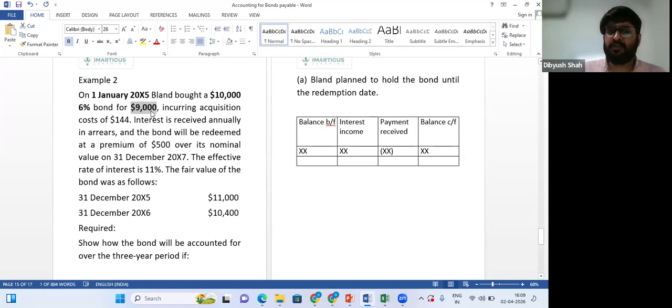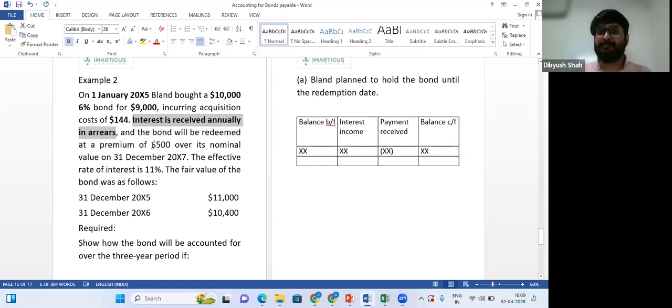Incurring acquisition cost of 144. So they also incurred an acquisition cost of 144. And of course, this is amortized cost, so it has to be taken to the balance sheet, capitalized, not written off in P&L. Interest is received annually, once in the year, in arrears, which means at the end of the year.